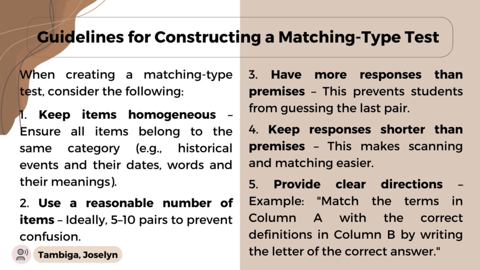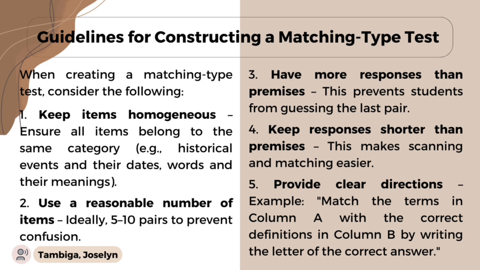It increases the difficulty and fairness of the test. Fourth, keep the responses shorter than the premises. Make the options in column B shorter than the items in column A. This makes it easier for students to scan through the options and quickly match them.